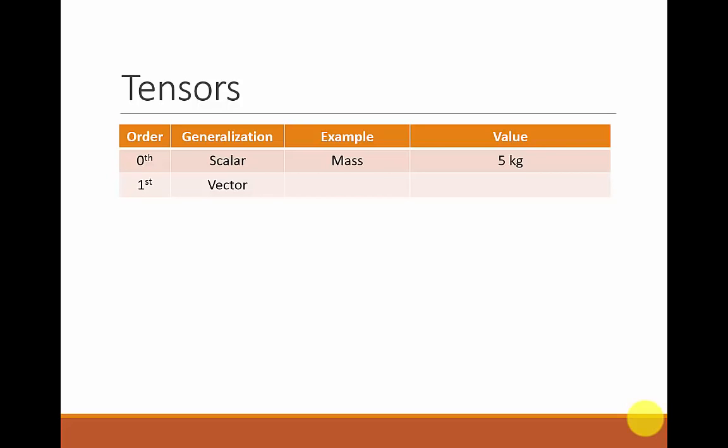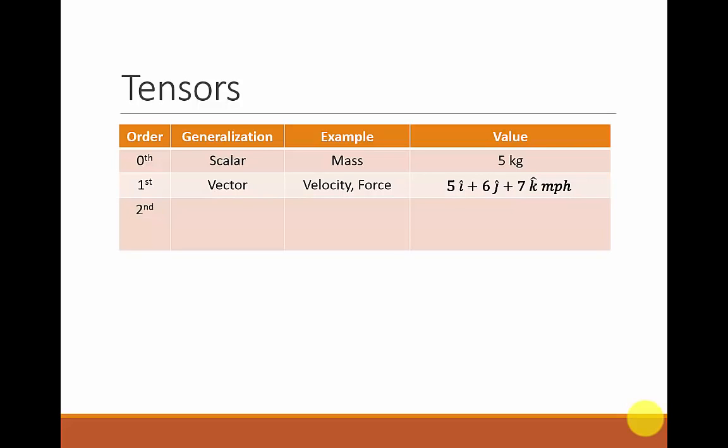A first order tensor would be something like a vector, so for instance velocity or force. And now as we express it, we're expressing not just a value but also a direction. Geometrically, we're now considering something like an arrow. It's pointing from one point to another point, and it's expressing a value as well as a direction.